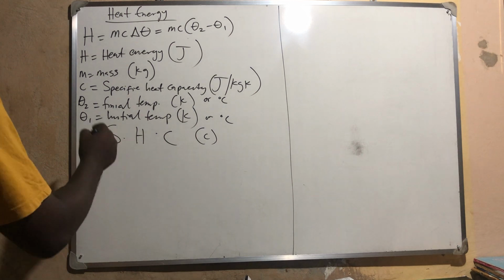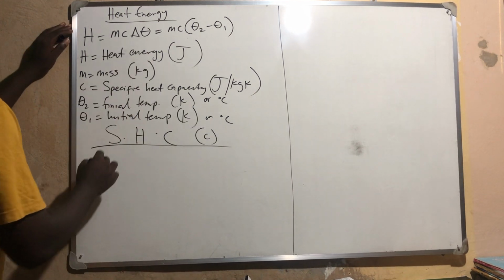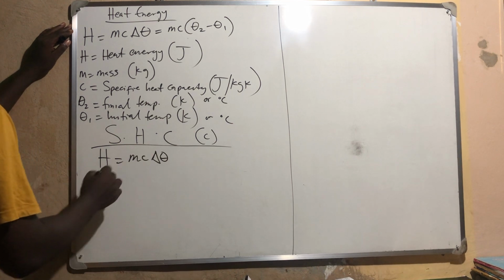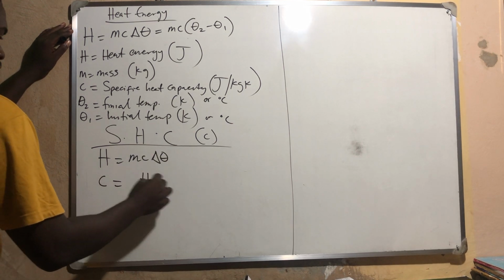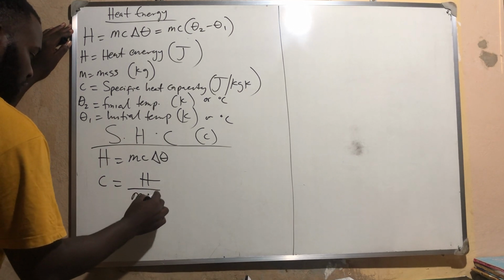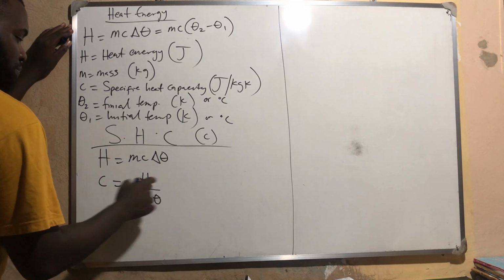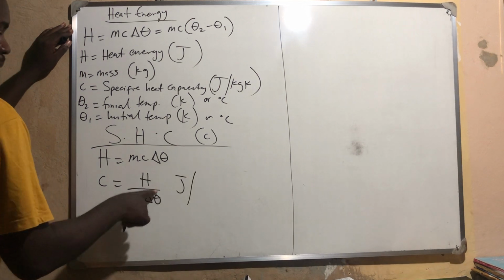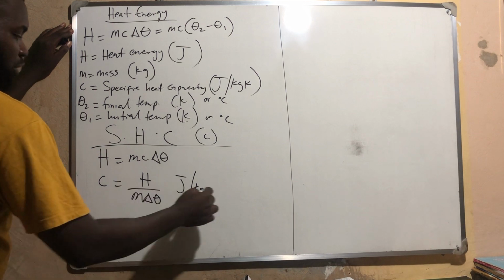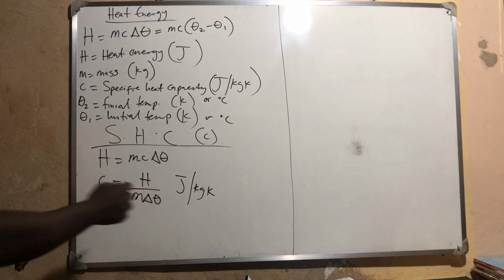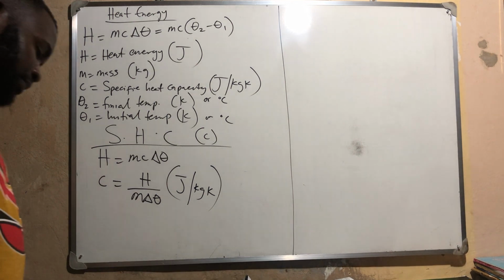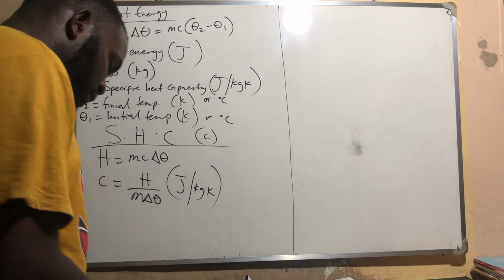From our formula, heat is equal to MC change in temperature. We will now make C the subject to have H all over M change in temperature. You will know that heat is measured in joules, M is measured in kg, while temperature is measured in Kelvin. That is why the SI unit is joule per kilogram per Kelvin. All right, so that is that.